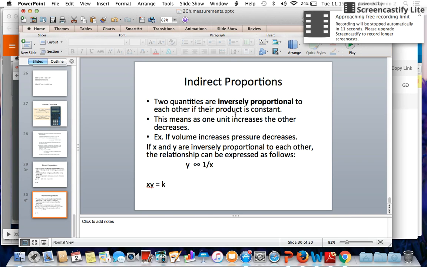Last part, inversely related. When one goes up, the other one goes down, and they will be indicated as multiplying each other in some equations that you'll see. Okay, that's it.